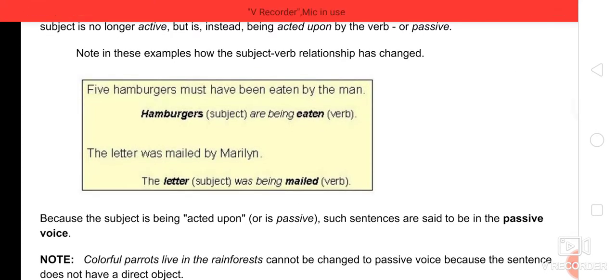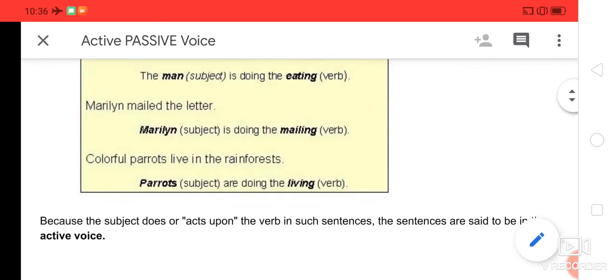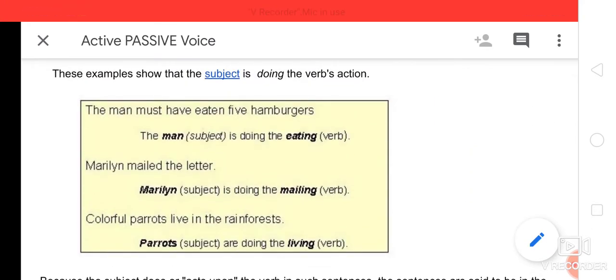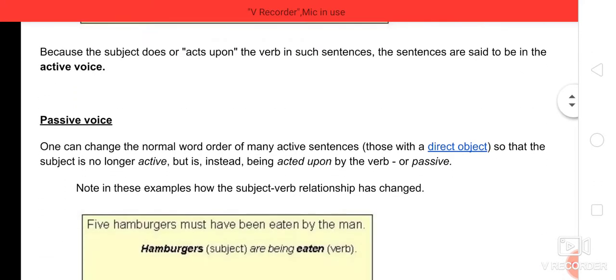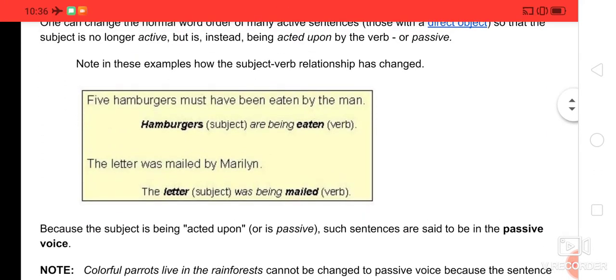See how the sentence is converted into passive voice. We have active voice sentences. First, the man must have eaten 5 hamburgers. Marilyn mailed the letter. Colorful parrots live in the rainforest. So what are their passive voices? 5 hamburgers must have been eaten by the man. Here hamburgers is the subject. Your object becomes the subject in passive voice.